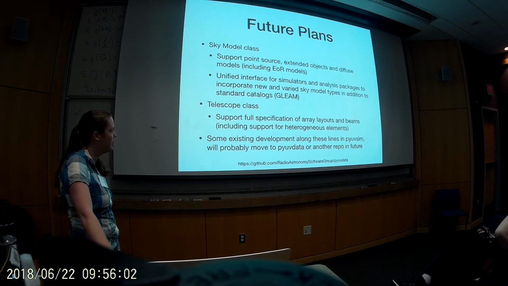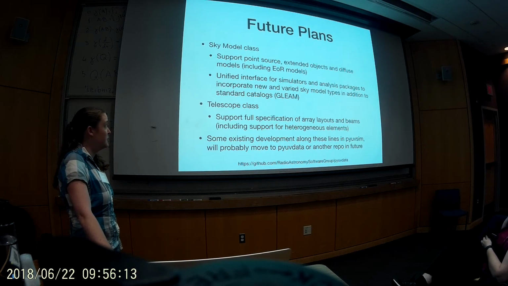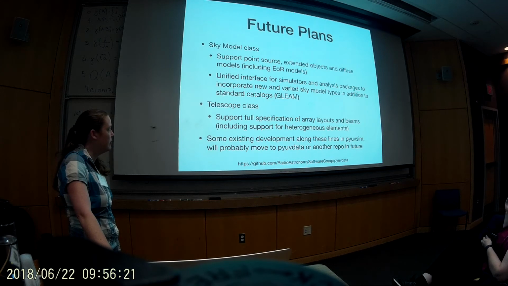This has started to be developed, some of the thinking behind it has been developed, but I think there are ways to go. Sky model class: support for extended objects and diffuse models in addition to point sources. And then also a telescope class, which is smaller, but allowing full specification of array layouts and beams, including heterogeneous elements and things like that.